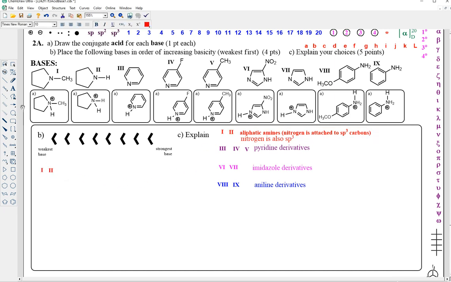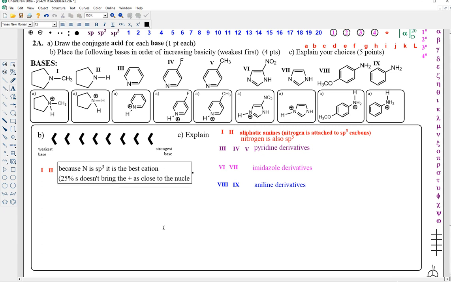Aliphatic amines, because N is sp3, it is the best cation. 25% s character doesn't bring the plus as close to the nucleus. So these are our two best amines.